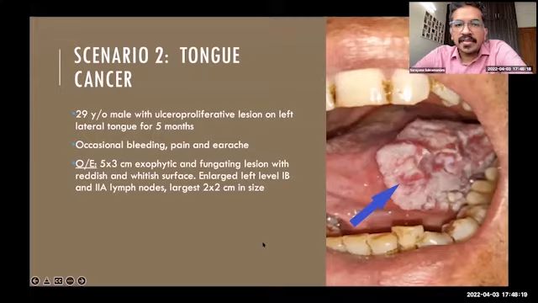So this is a 29-year-old male who had an ulcerative lesion on the left lateral tongue for around 5 months. You can see tobacco-stained teeth and poor oral hygiene. He has occasional bleeding, pain, and earache. On clinical examination, it's a 5 by 3 centimeter exophytic and fungating lesion with a partly whitish and reddish surface. There are also enlarged left level 1B and 2A lymph nodes, the largest 2 by 2 centimeters in size.